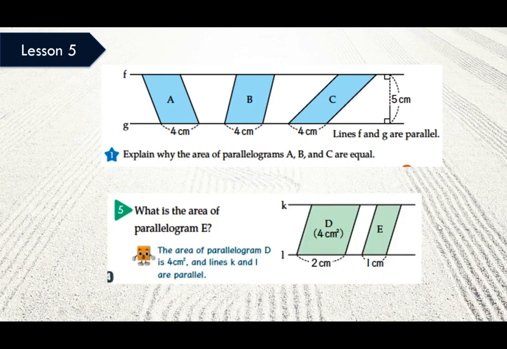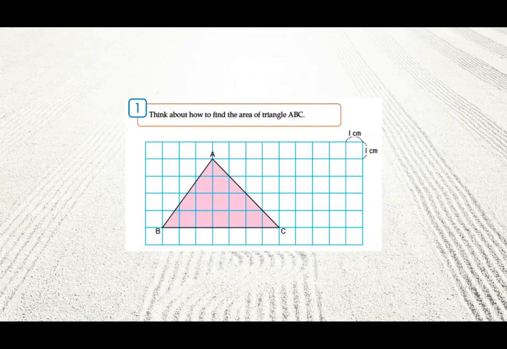And you could find a problem like this. So what is this? How do you find the area of E? Because the height doesn't change, but the base becomes half, so the area must be half. That kind of reasoning, we want the students to do this. And then move to the triangle.